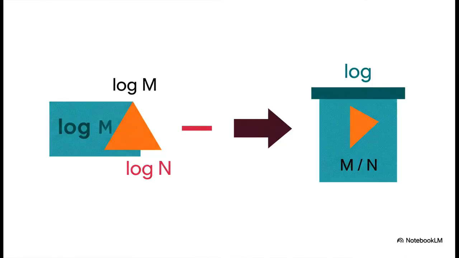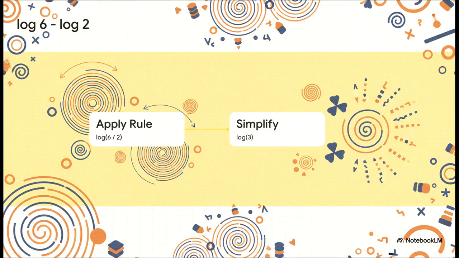And it follows the exact same logic for subtraction. The subtraction rule tells us that subtracting two logs is the same as taking the log of their division. So, once again, logs are simplifying our lives, turning tricky division into basic subtraction. Are you seeing the pattern here? They make things easier.